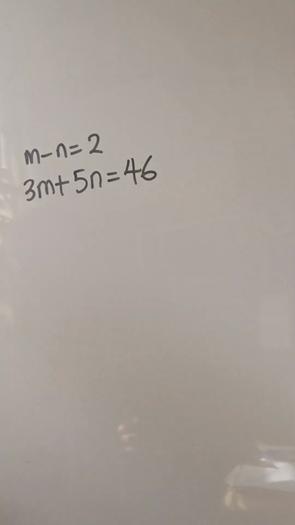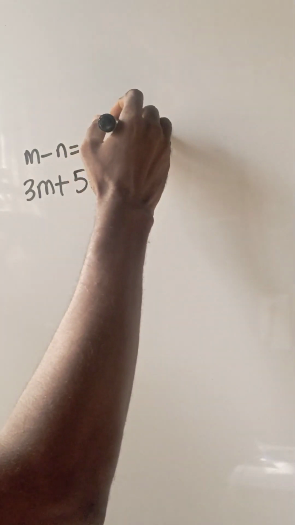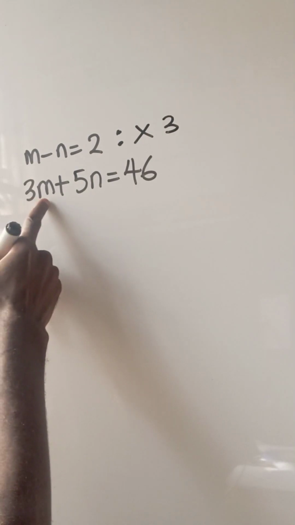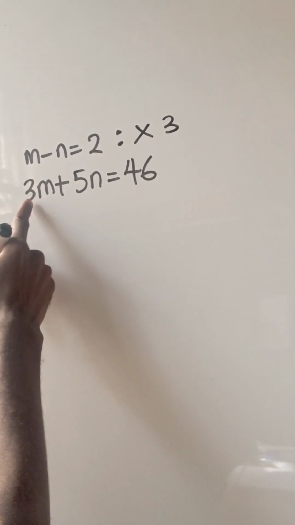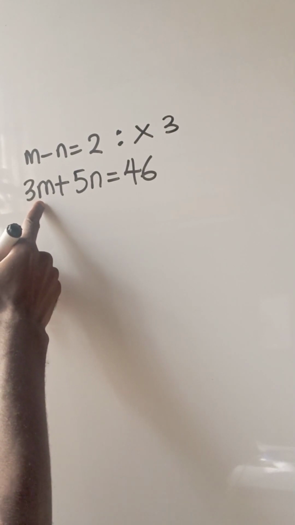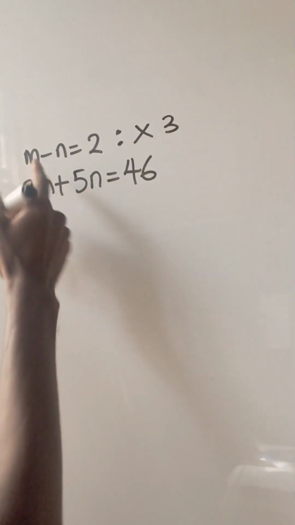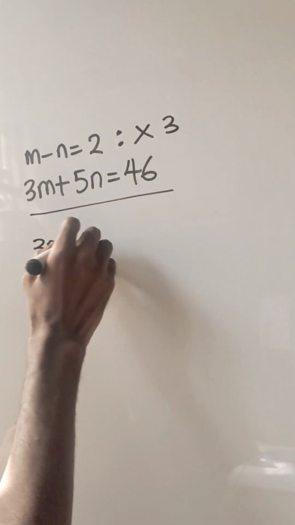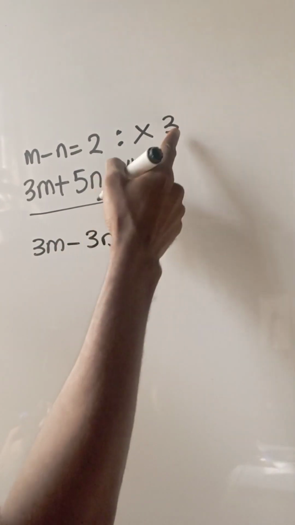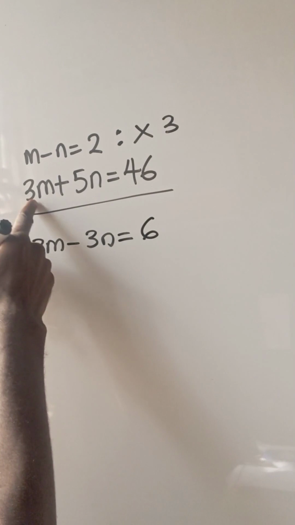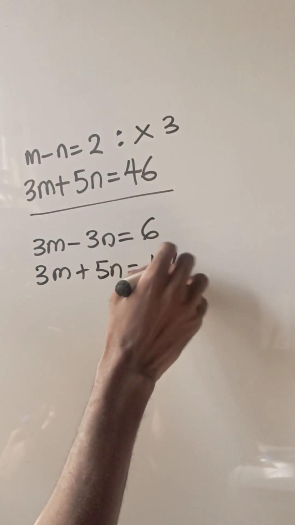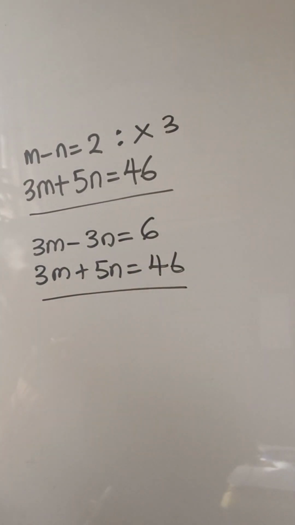How do we solve simultaneously? First I want to multiply the whole of equation 1 by 3. If I do that, I will have the same coefficient of n as we have in equation 2. So 3 multiplied by this, we are going to have 3m minus 3n equals 6. Whereas we have 3m plus 5n equal to 46.